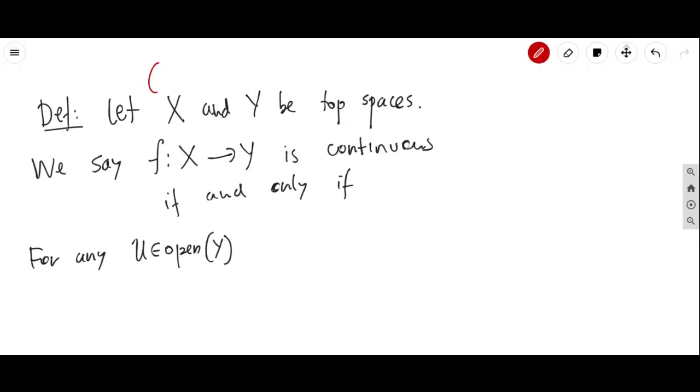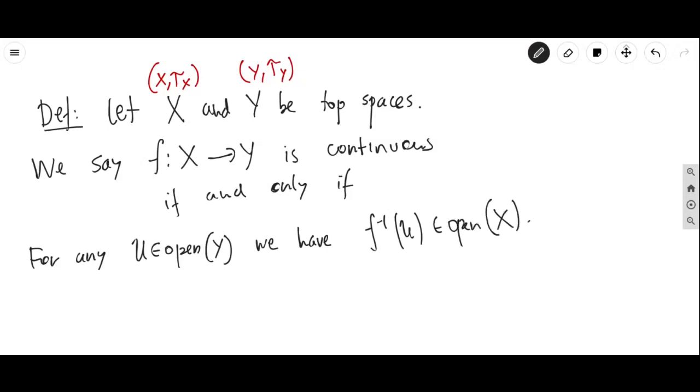X is a topological space, so it consists of X and some topology. Y is a topological space, so there's Y and some topology. If you wanted to, you could write something in the topology of Y, so an open set in Y, but I think it just looks nicer to say for any U in open(Y). Open(Y) is the topology of Y, the collection of all open sets. So you're picking something in the collection of all open sets. For any U in the topology of Y, we have that the inverse image of U is open in X. That is the definition of continuity.